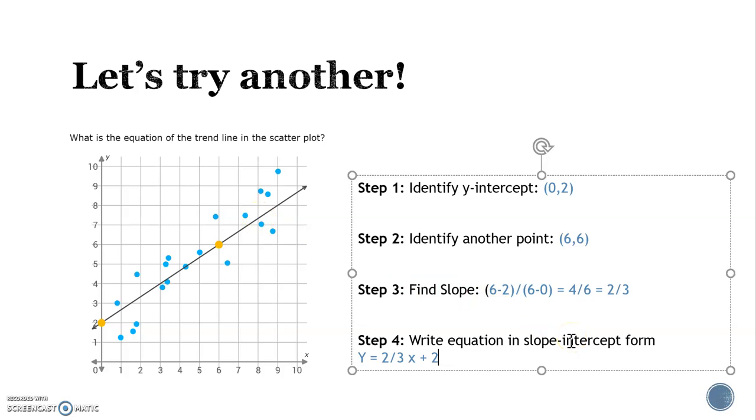Of course, again, it is an estimate, it's not exact, but a trend line helps companies, businesses, and other entities that have data that shows a positive or negative correlation plan for the future.